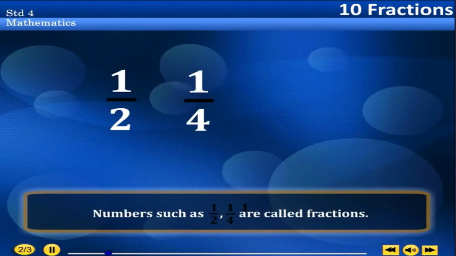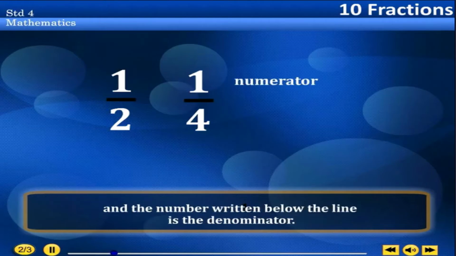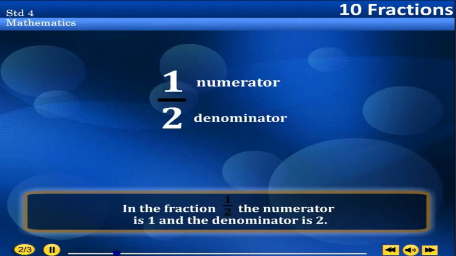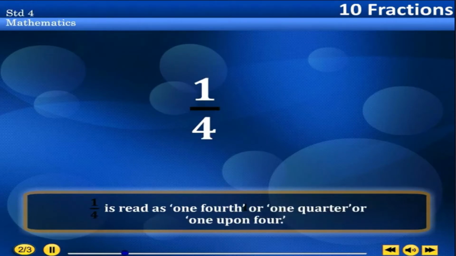Numbers such as 1 by 2, 1 by 4 are called fractions. In a fraction, the number written above the line is the numerator and the number written below the line is the denominator. In the fraction 1 by 2, the numerator is 1 and the denominator is 2. 1 by 2 is read as 1 half or 1 upon 2. 1 by 4 is read as 1 quarter or 1 upon 4.